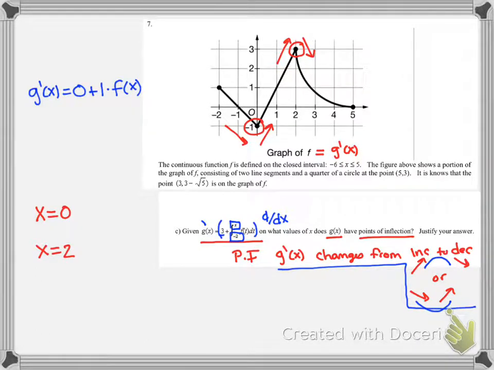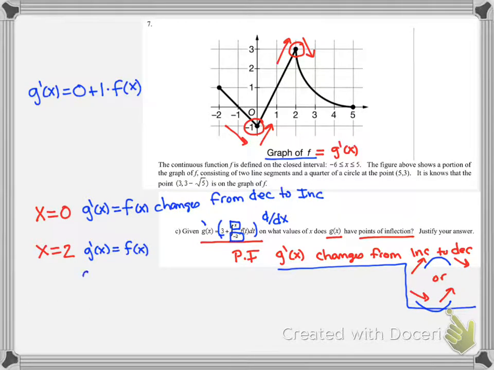And the reasoning we should write is g prime, which equals the given graph of f, changes from decreasing to increasing, and at x equals 2, g prime of x, which equals f of x, changes from increasing to decreasing.